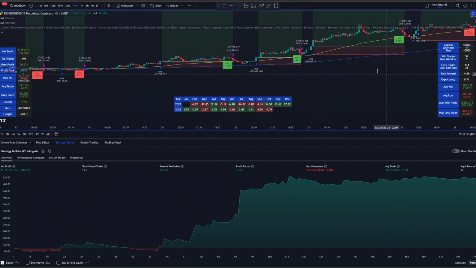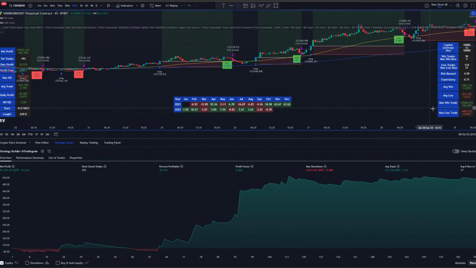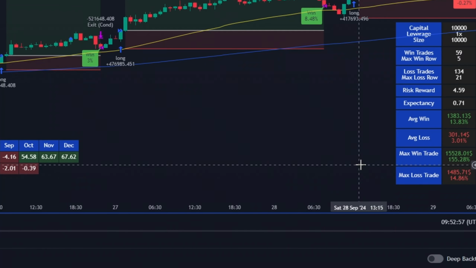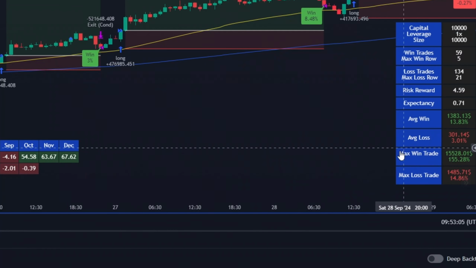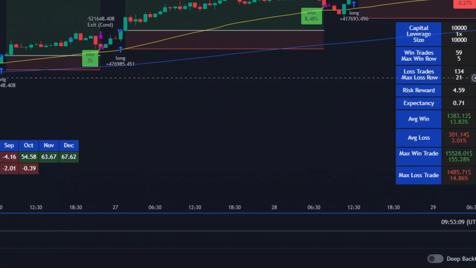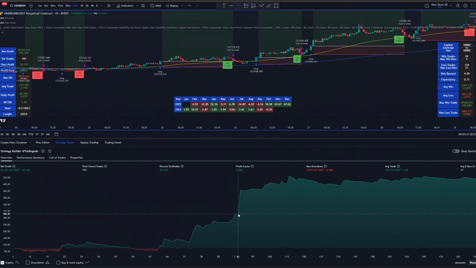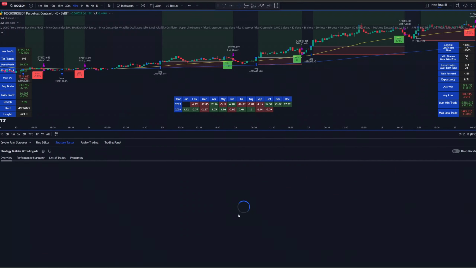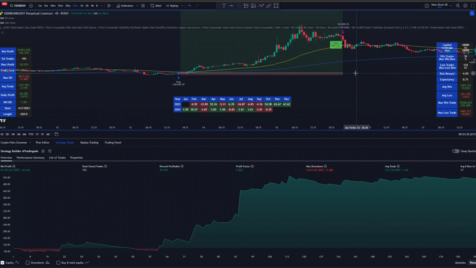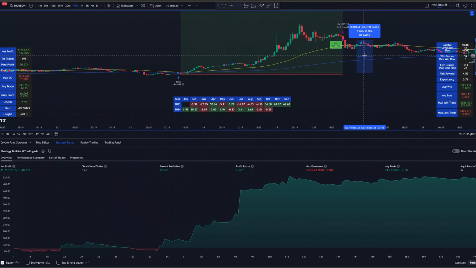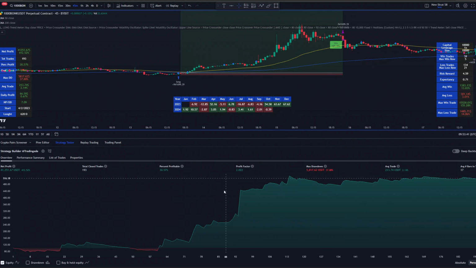And another interesting parameter is the max win trade, 155%, which is so high. This can happen when we use alternative exits based on another signal. If we go here, we can check that trade, and as you can see, we have a spectacular 155% net profit. But in my opinion, it's more luck rather than the effectiveness of the strategy.